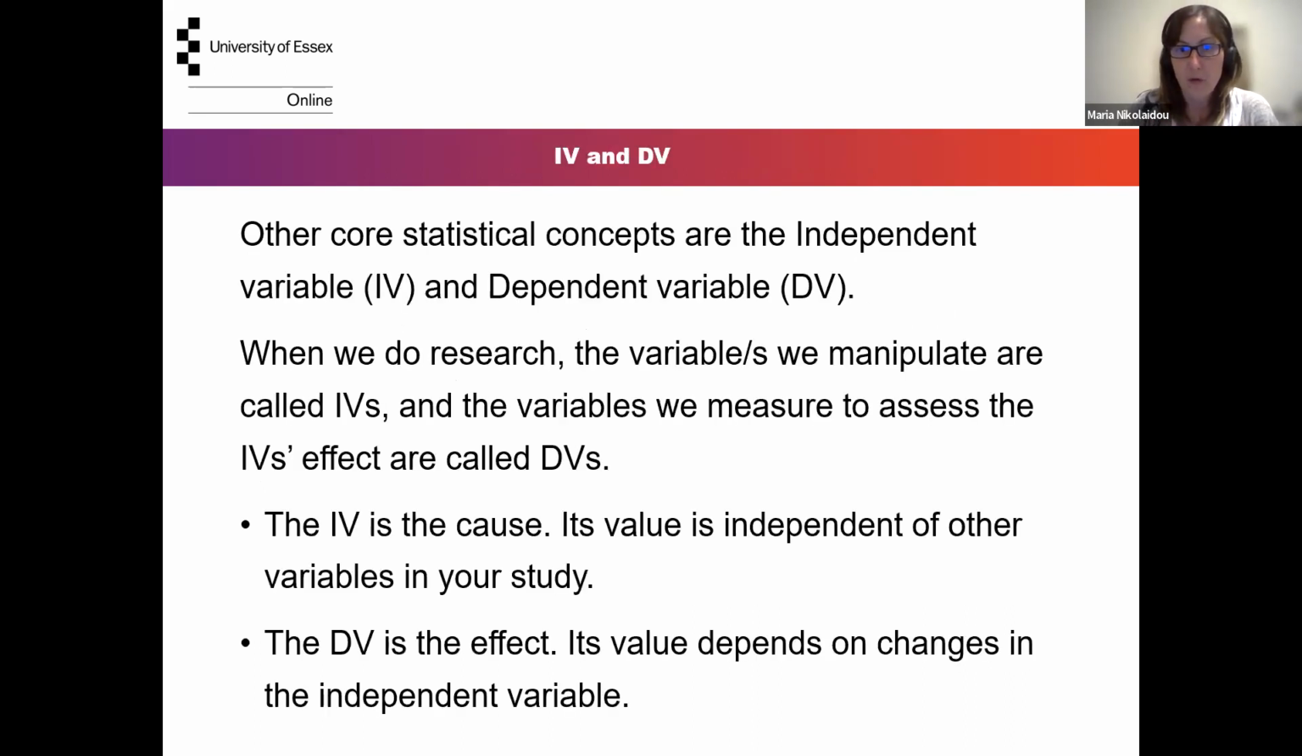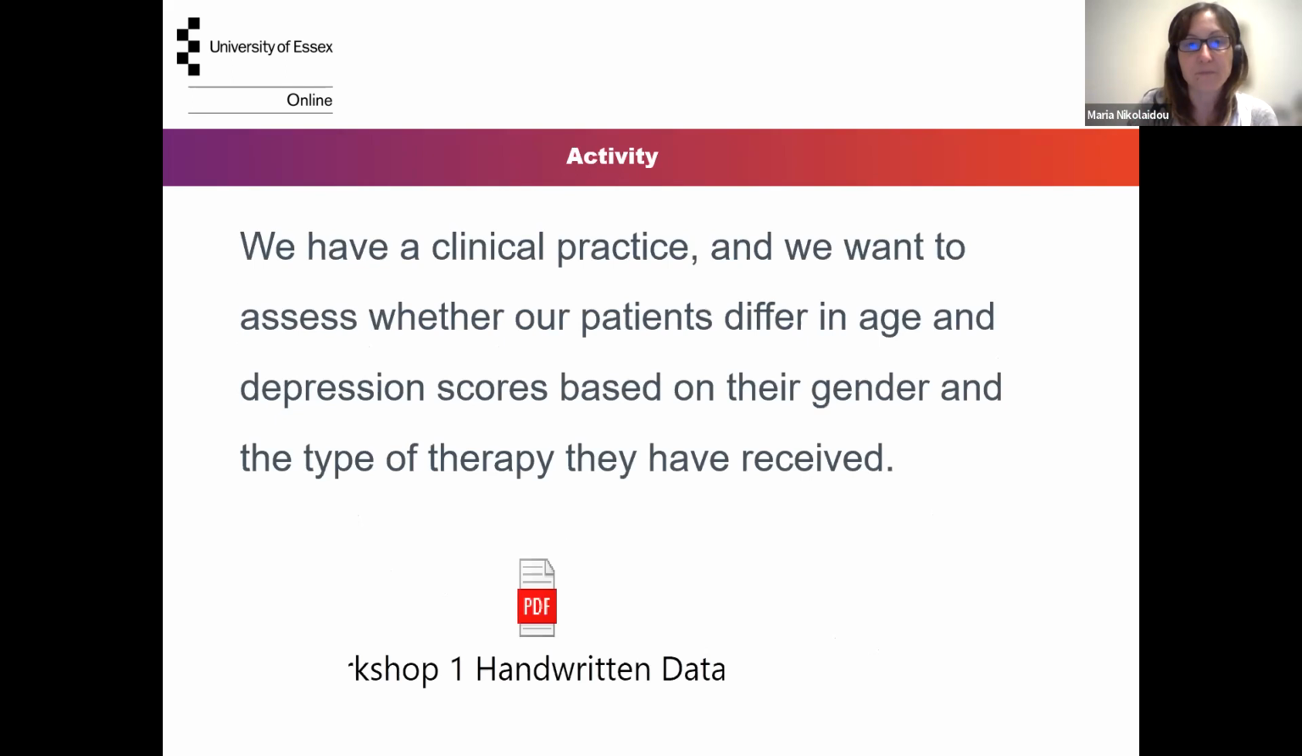Another core statistical concept is independent and dependent variables. When we do research, the variables we manipulate are called independent, and the variables we measure to assess the effects on are called dependent variables. So when you think about cause and effect, the independent variable is the cause and the dependent variable is the effect. Let's have a look at an activity. We have a clinical practice and we want to assess whether patients differ in their depression scores based on their gender and the type of therapy they have received.